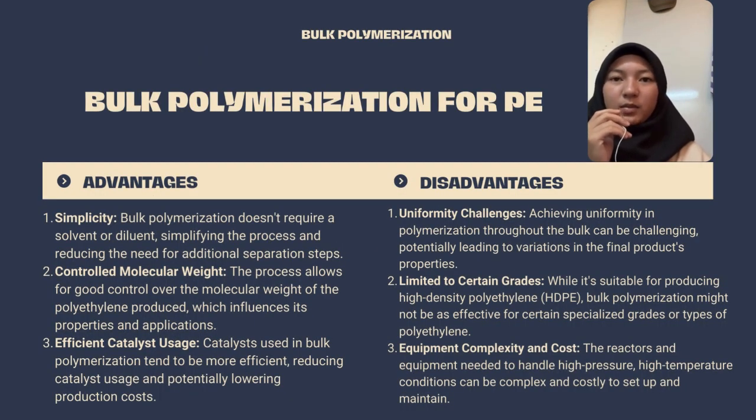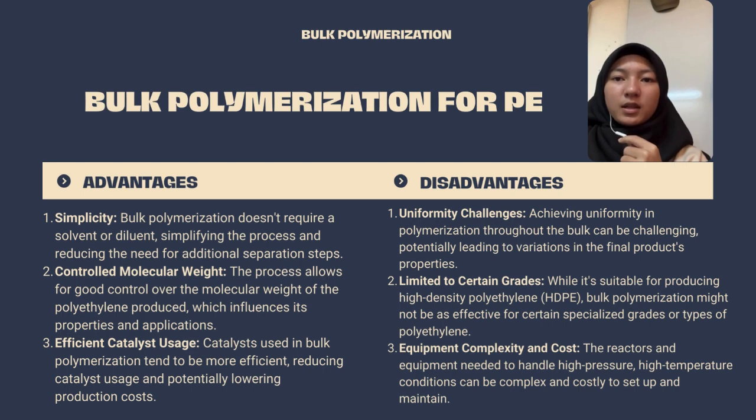For the advantages, simplicity. Bulk polymerization doesn't require a solvent or diluent, simplifying the process and reducing additional separation steps. Next is controlled molecular weight. The process allows for good control over the molecular weight of the polyethylene produced, which influences its properties and applications. Lastly, efficient catalyst usage. Catalysts used in bulk polymerization tend to be more efficient, reducing catalyst usage and potentially lowering production costs.